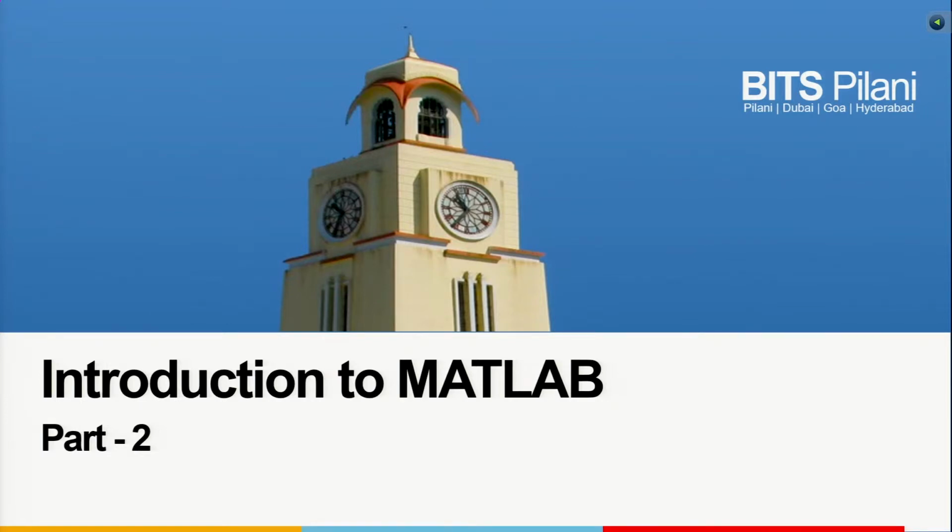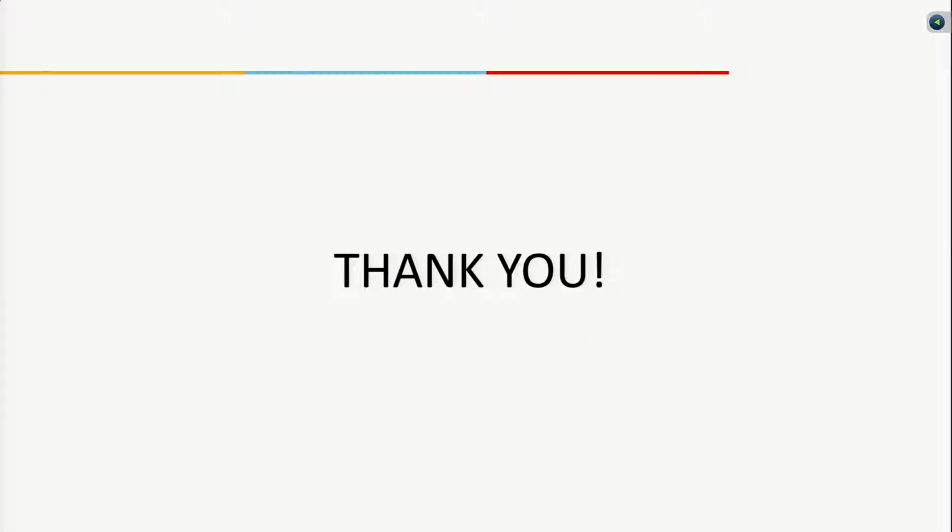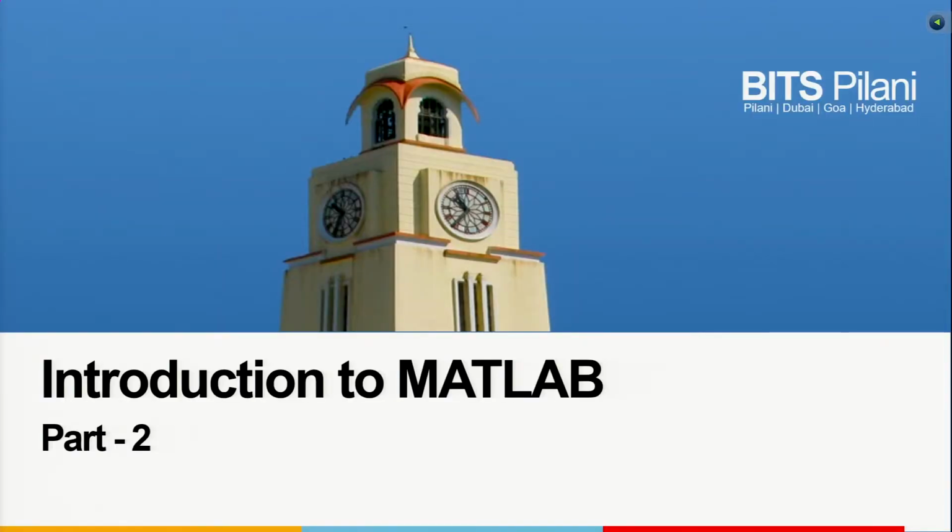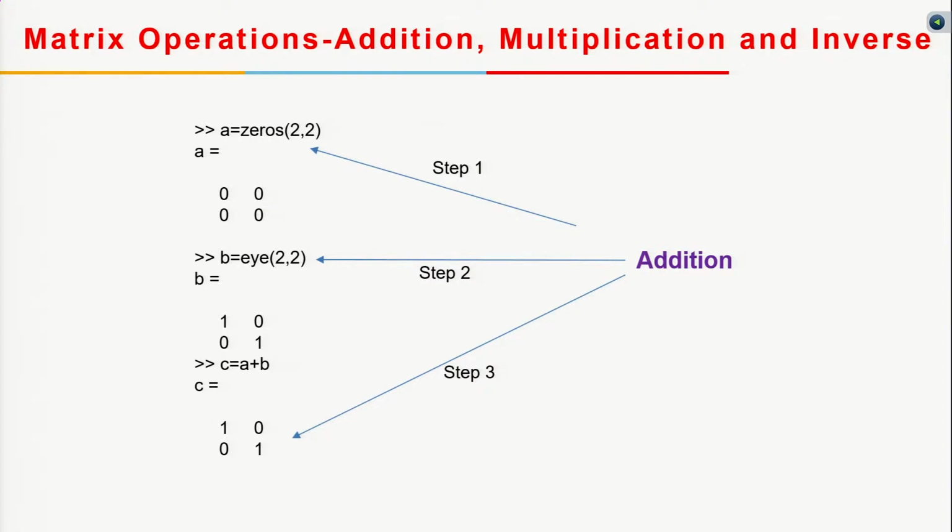So after knowing the basics of MATLAB, now we are going to solve certain basic problems in MATLAB. Let us say if I want to have zeros assigned to a 2 by 2 matrix, I will simply write zeros(2,2). Similarly, for an identity matrix 2 by 2, we will use a command called eye. Now if I want to add the zeros and ones and store it in a variable called C, I will simply write C is equal to A plus B. That is as simple as this.